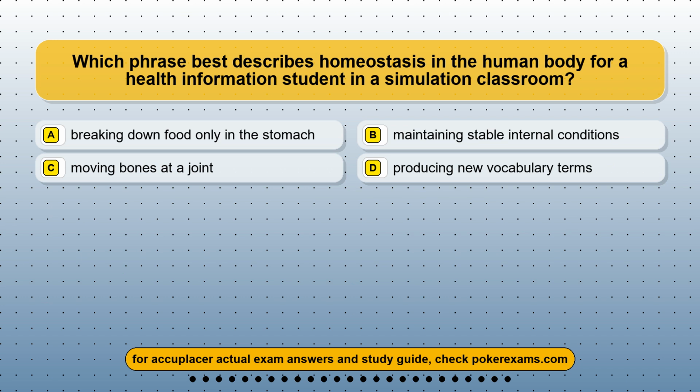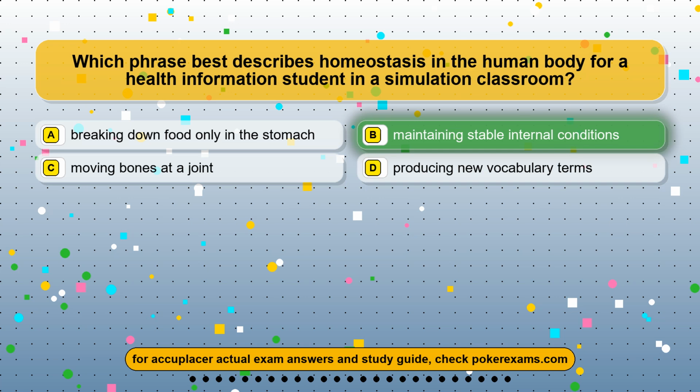Question 10. Which phrase best describes homeostasis in the human body for a health information student in a simulation classroom? Option A. Breaking down food only in the stomach. Option B. Maintaining stable internal conditions. Option C. Moving bones at a joint. Option D. Producing new vocabulary terms.